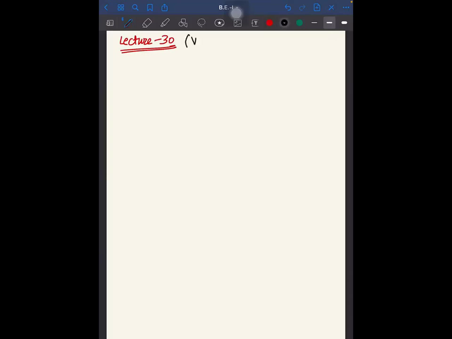That is what? Vector subspaces. So what is a vector subspace? Let's first go to the definition and then I'll give a few examples.